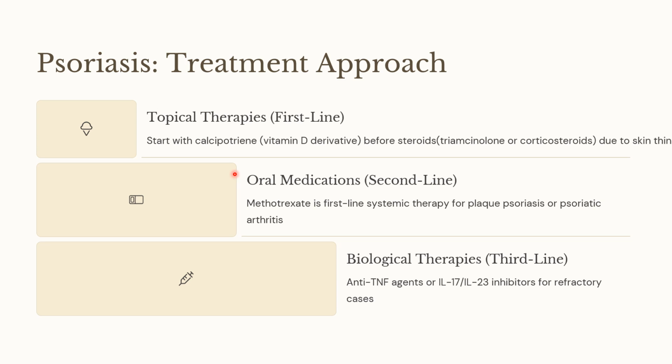Second line, the patient is given systemic therapy for plaque psoriasis or for psoriatic arthritis. Oral methotrexate is the preferred first line systemic therapy. Biological therapies like anti-TNF alpha agents or interleukin 17/23 inhibitors are reserved only for refractory cases. So the most common are the first and the second one.